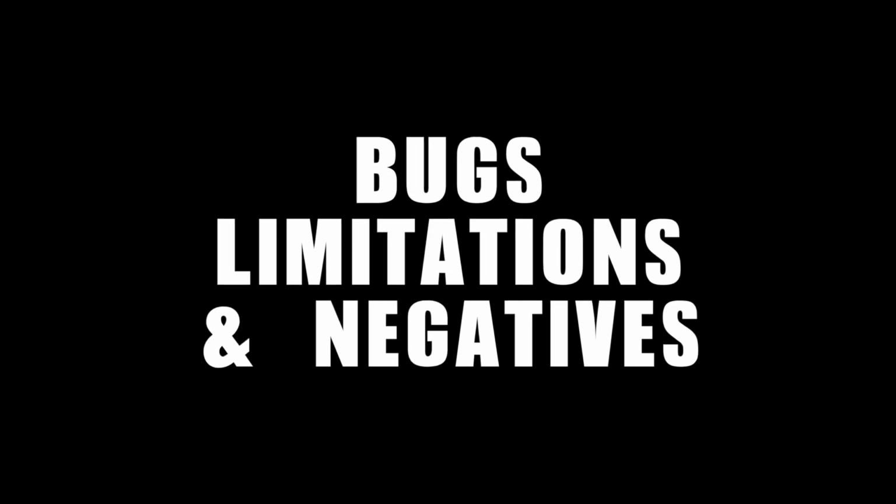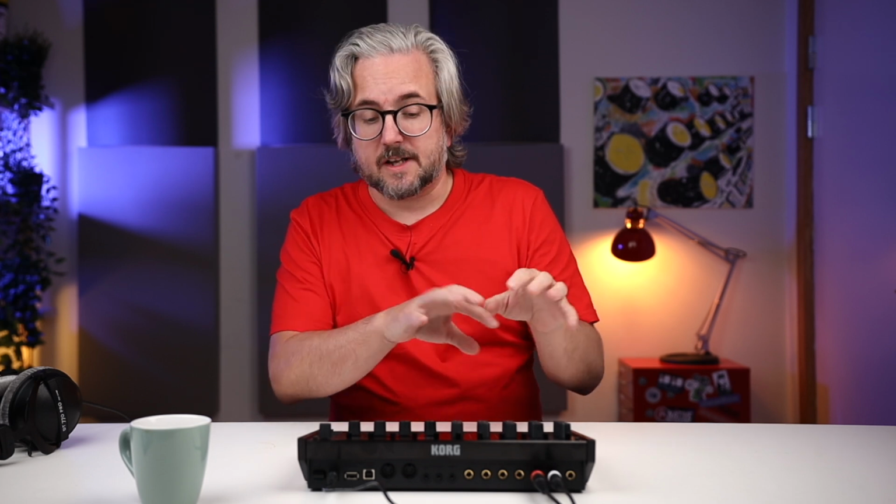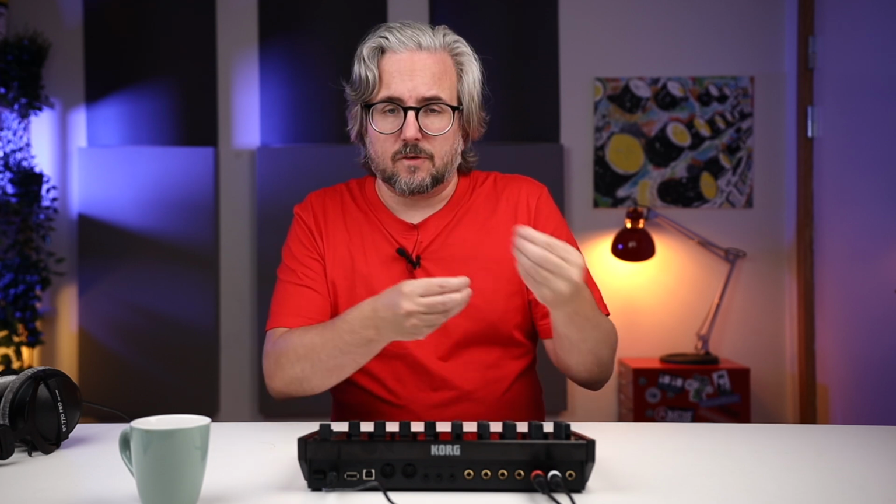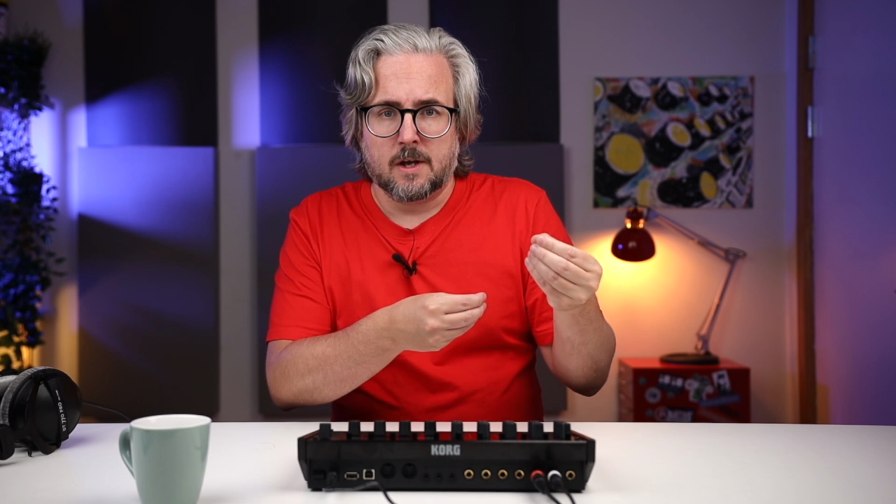Lastly, in today's video, let's talk about some bugs, limitations, and negatives. The bugs that I have noticed are the following. When I'm using the Drumlogue with an external keyboard, there seems to be an issue with the note ties. It seems bugged. So when I record a sequence and have drawn out notes, for example, it doesn't seem to be recording the ties and the pitches of the notes correctly.